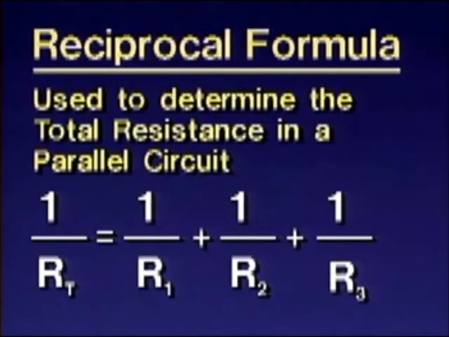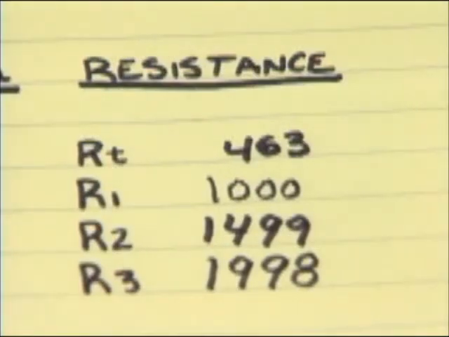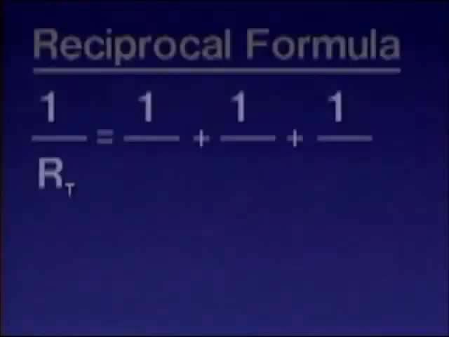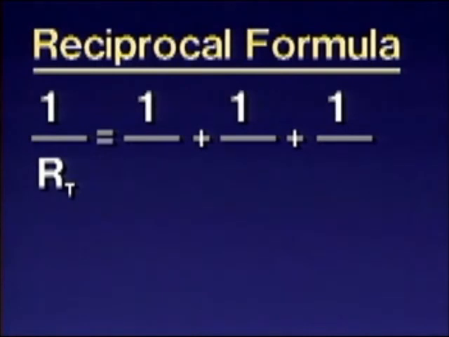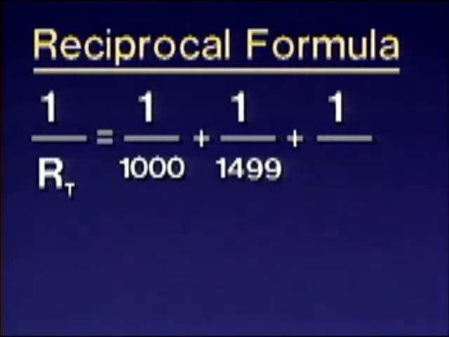Let's apply this formula to the circuit you tested earlier. Referring to your chart, R1 is 1,000 ohms, R2 is 1,499 ohms, and R3 is 1,998 ohms. Plugging the numbers into the formula, you get 1 divided by RT equals 1 divided by 1,000 ohms plus 1 divided by 1,499 ohms plus 1 divided by 1,998 ohms.